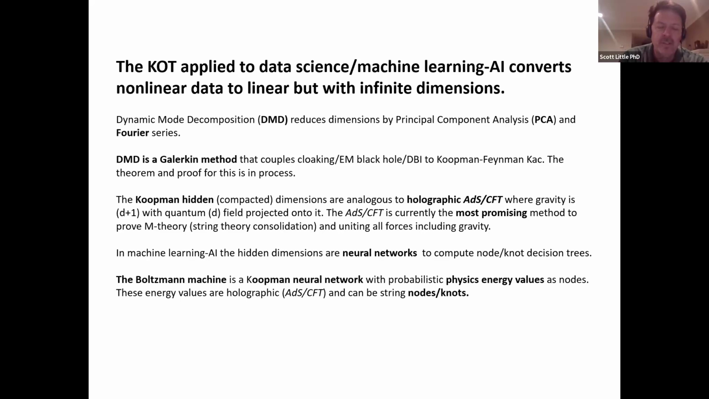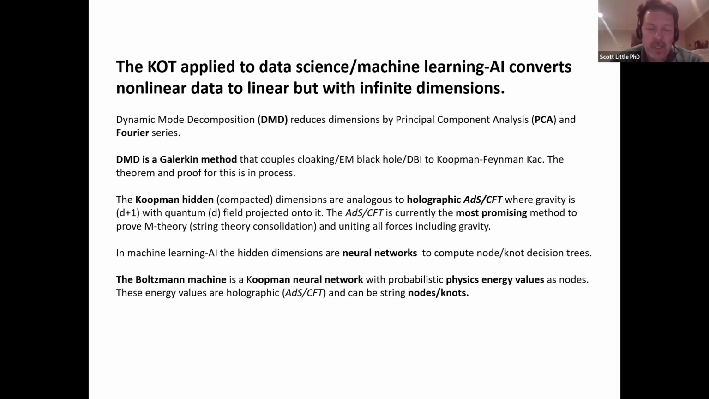And the hidden dimensions that we have within the Koopman thing are the same as the holographic ones, where they call the anti-de Sitter space conformal field theory, which is one of the most promising ways to actually prove not only string theory, but how to unify gravity with the other forces of nature, the electromagnetic and the nuclear forces, by saying gravity is always one extra dimension than anything in a quantum field.